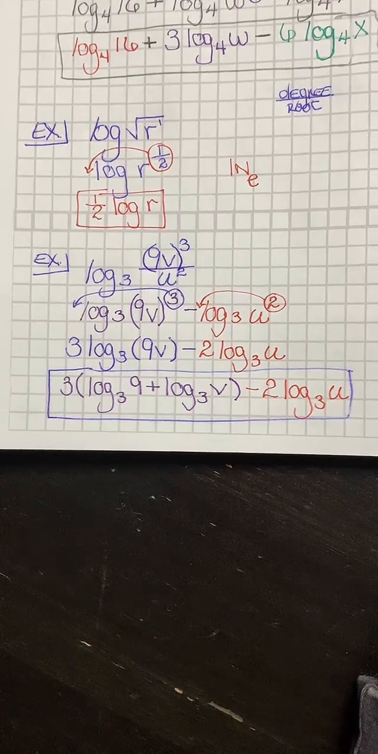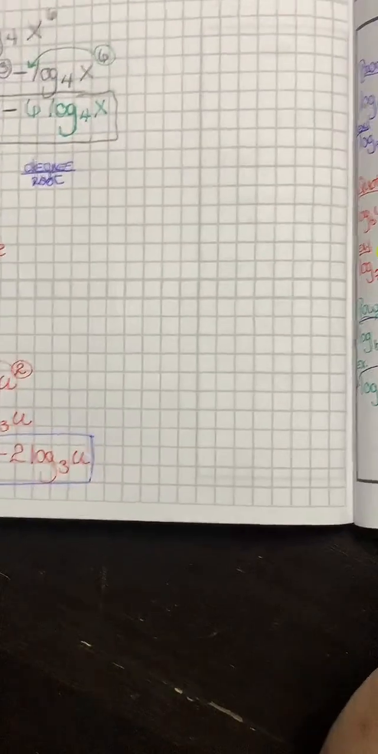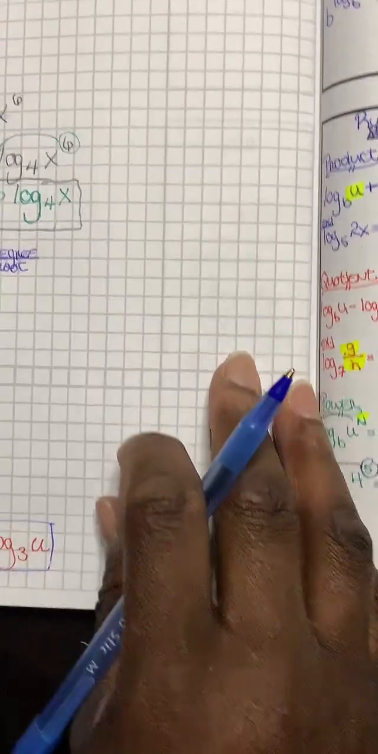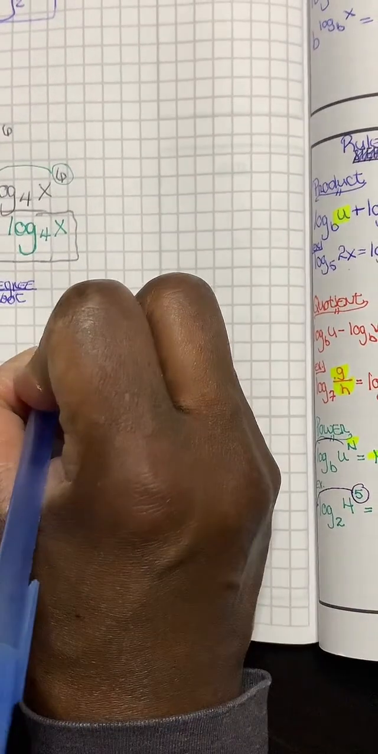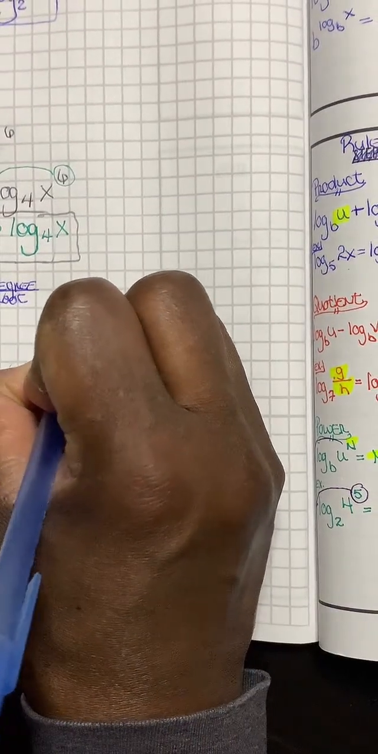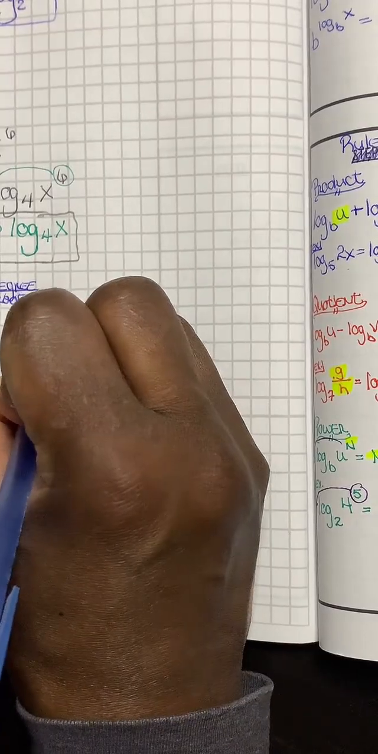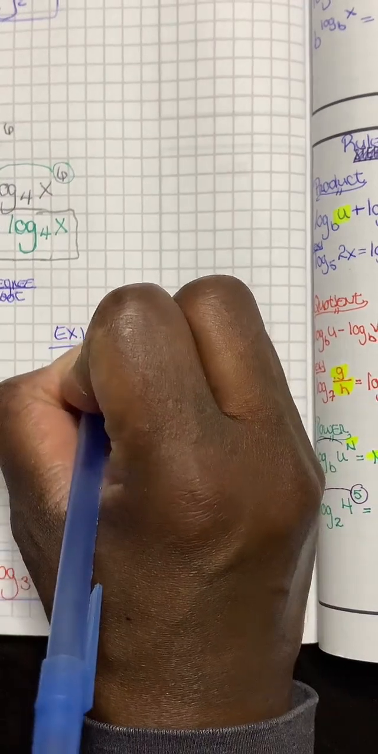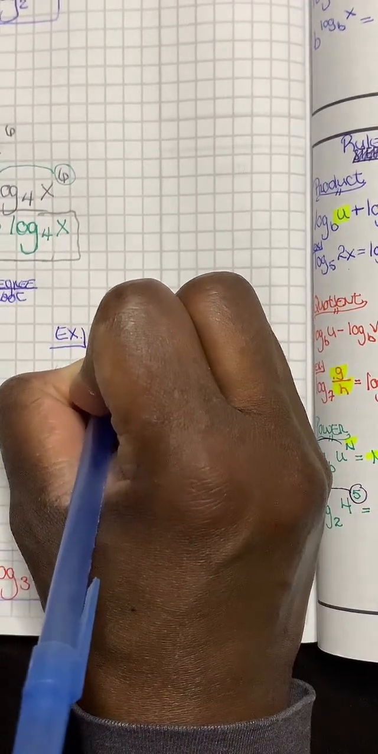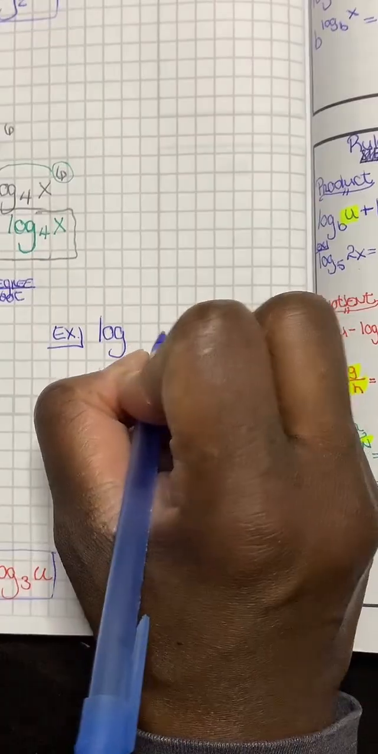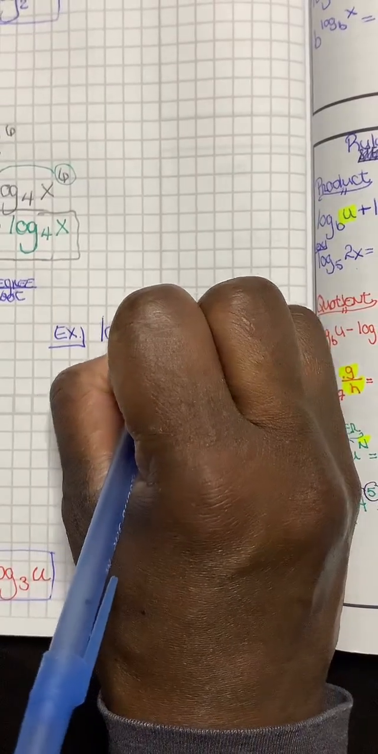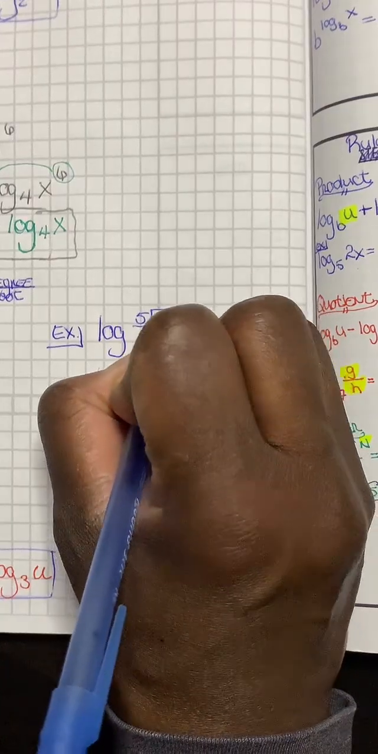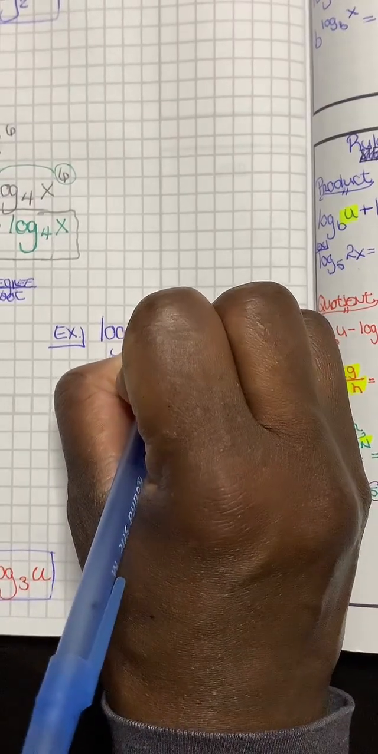All right, so I'm going to leave you alone with this extra problem. Bonus. There's a bonus problem. Yes, there is. I want you to try this one. So we got log, and we have the 5th root of x squared.